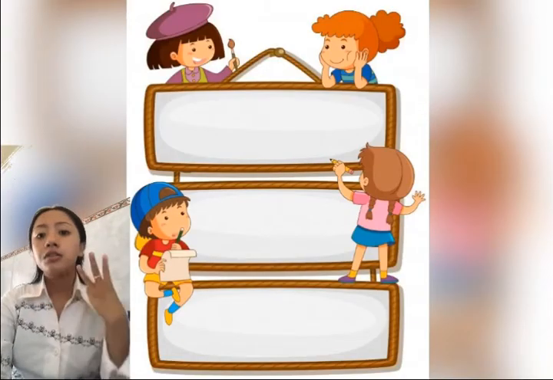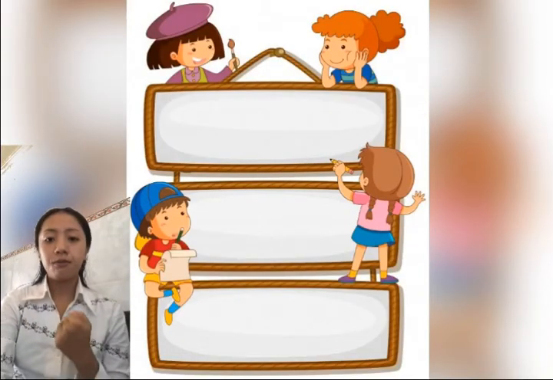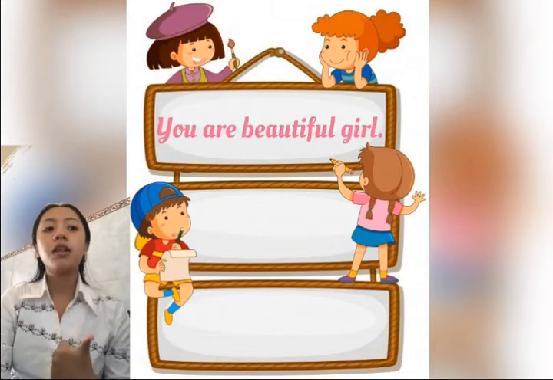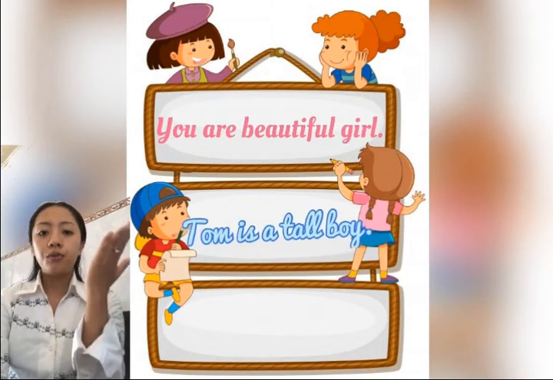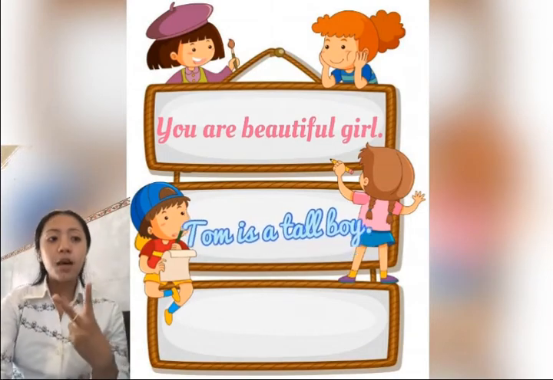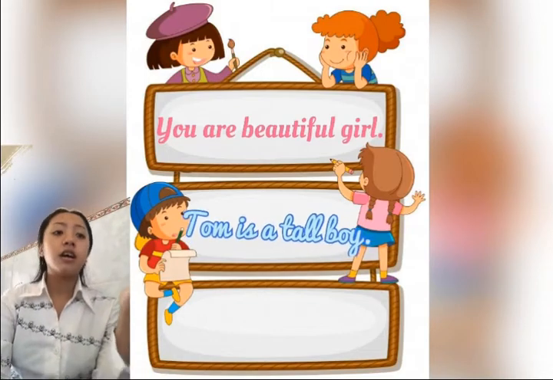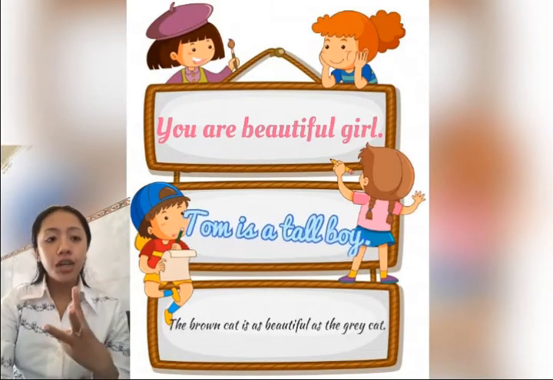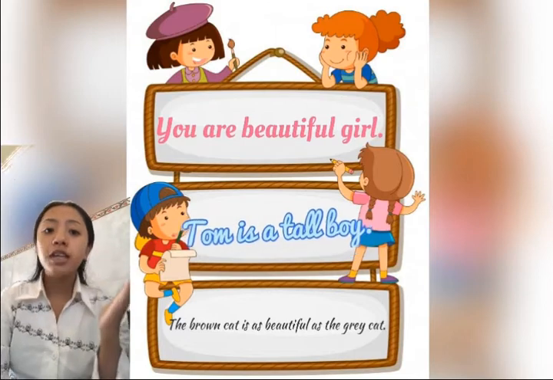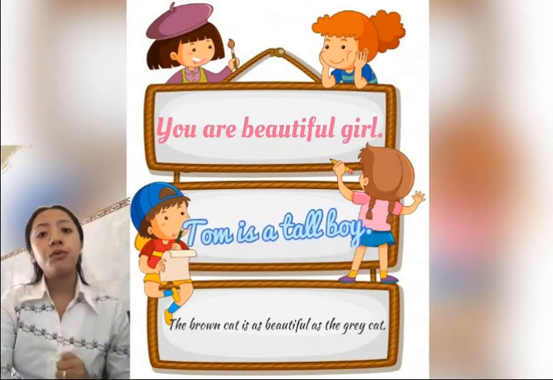There are three examples of positive degree. The first example, you are a beautiful girl. The second example, Tom is a tall boy. Third example, the brown cat is as beautiful as the green cat.